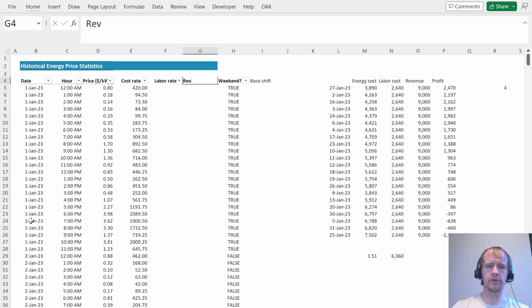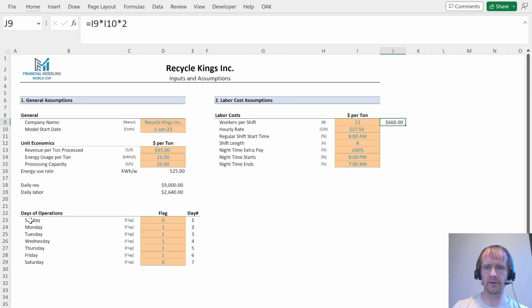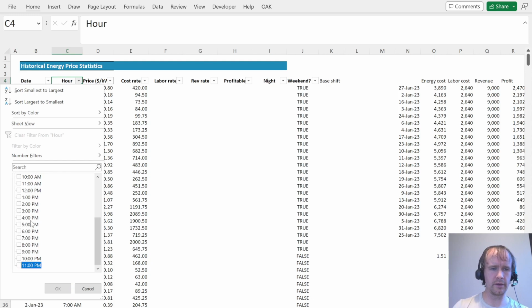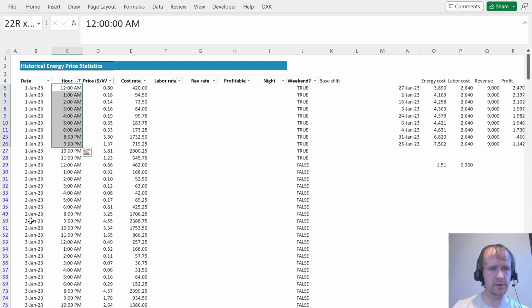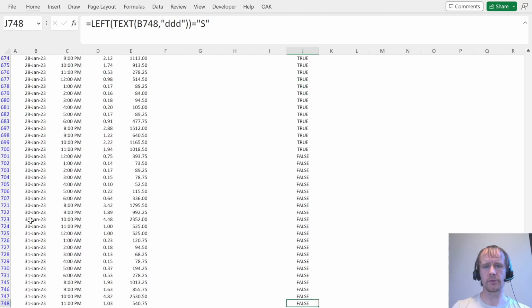Okay, so labor rate, rev rate, profitable. So the labor rate, so I guess I need to figure out where is night. And again, I'm going to do that non-dynamically. Starts at 8 p.m., ends at 7 a.m. So 8 p.m., 9 p.m., 11, 12, up to 7. So, and again, just to check, let me start on a cleaner day. So we got 8 p.m., 9, 10, 11, 12, 1, 2, 3, 4, 5, 6, 7 hours of nighttime. That's correct. Okay, so let's mark all of those as night.